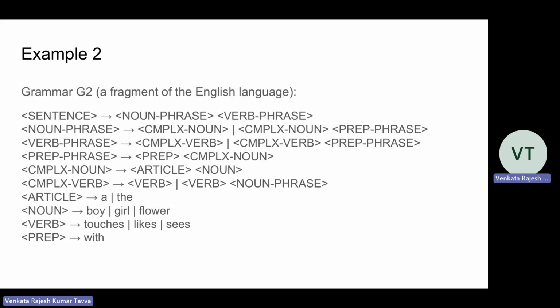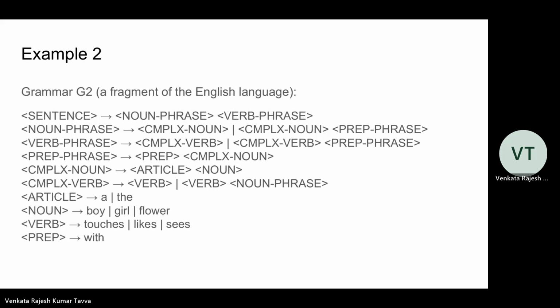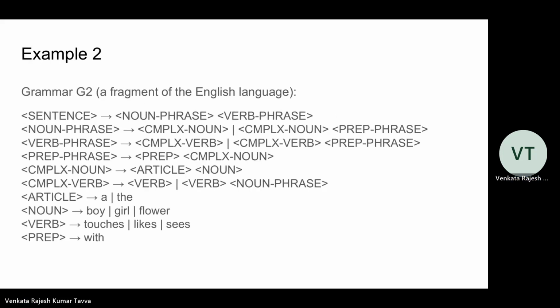Anyway, given this grammar, first let's look at the details of this grammar. This grammar has 10 variables, like each one of these is a variable, and 27 terminals. This is made up of English letters only, but we will not go to the level of each letter. We will stop with these words. These words we will consider as our terminals. The moment we see these words, we will stop generation because they are not the LHS of any rule.